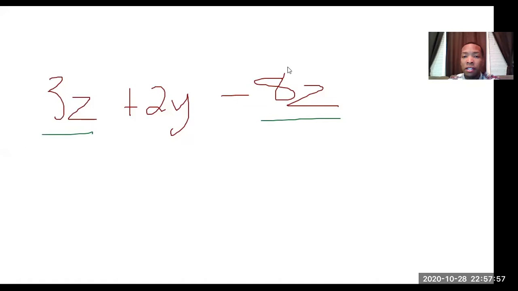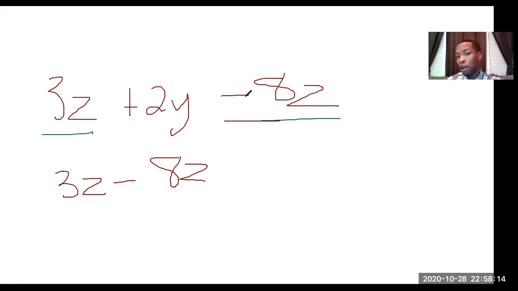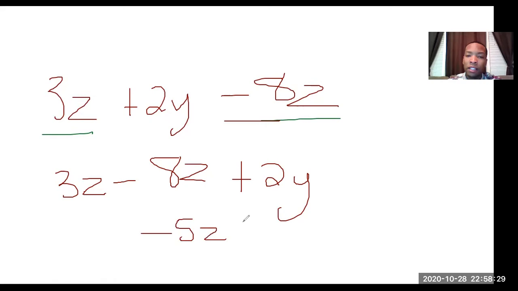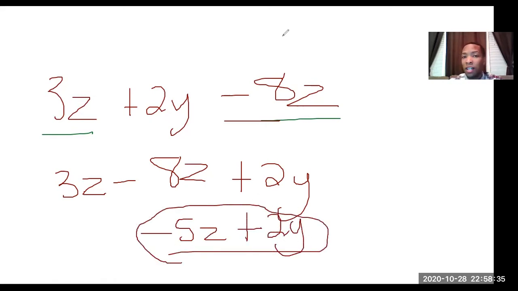Okay, so in that case, I'll do 3z, and then I'm going to move this 8z with it, minus 8z. Okay, it's a minus 8z. And it's minus because the sign that was in front of the 8z was minus. And then plus 2y. There are no more 2y, so I can't do anything else. If I do 3z minus 8z, I get negative 5z plus 2y. Can I do anything else with this right here? No, I can't. So that is my answer.